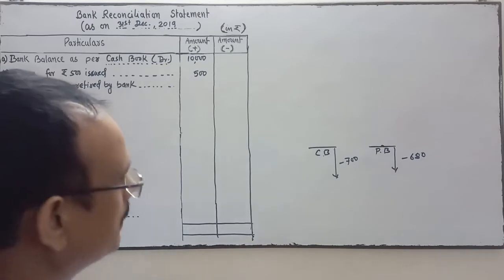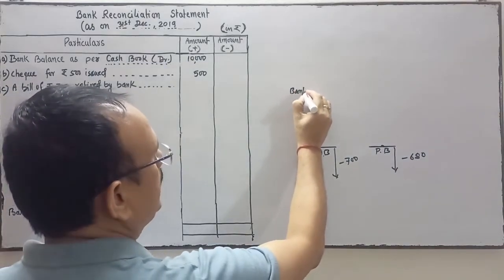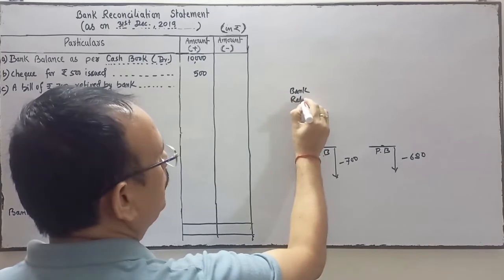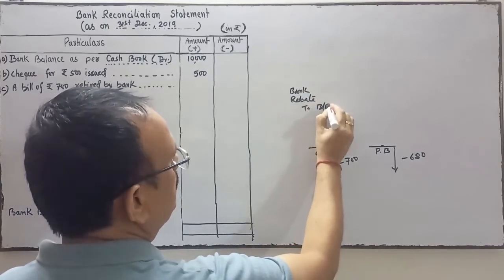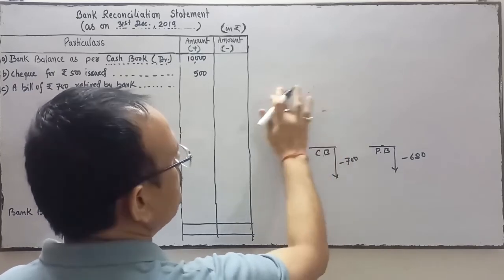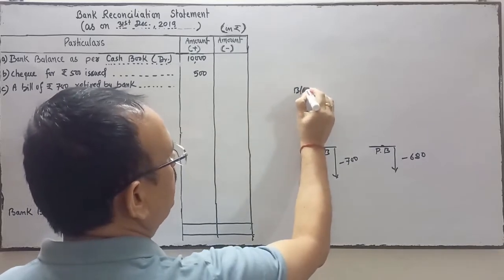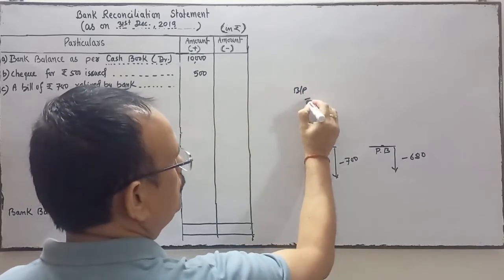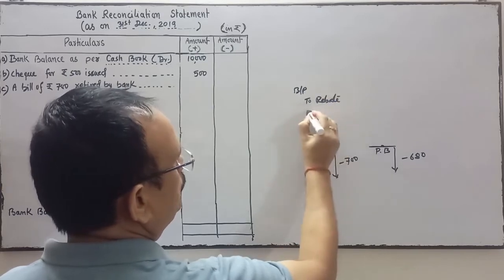The entry should be: for the rebate, bank account debit, rebate account debit, to bills payable account, to rebate, to bank.